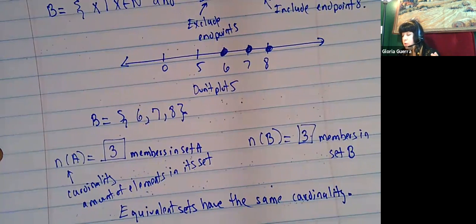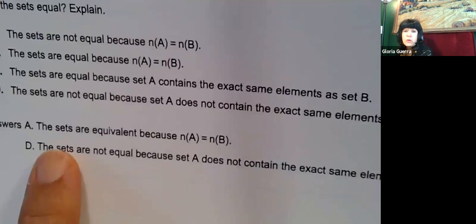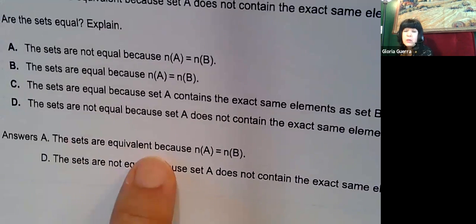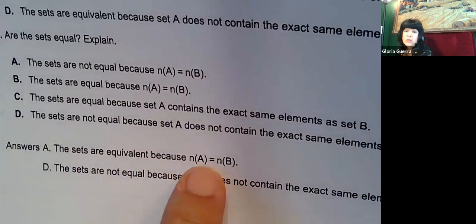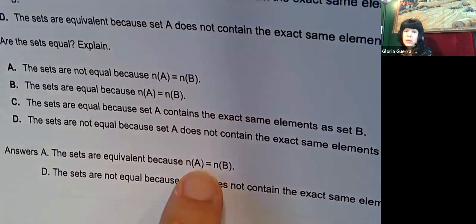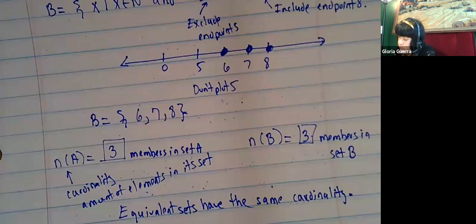Yeah, and that's what's happening here. N of A has 3 elements and N of B has 3 elements. So I would say that sets A and B are equivalent. If I look at my answer choice for 16, the sets are equivalent. And then why? Because the cardinalities are the same, namely 3. I'm going to write that down.